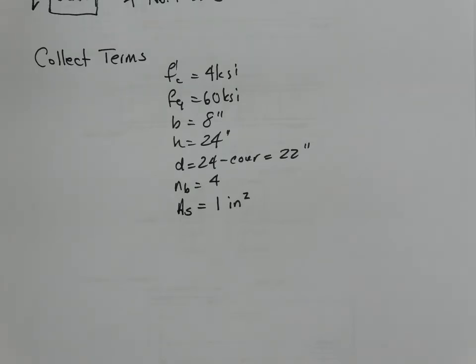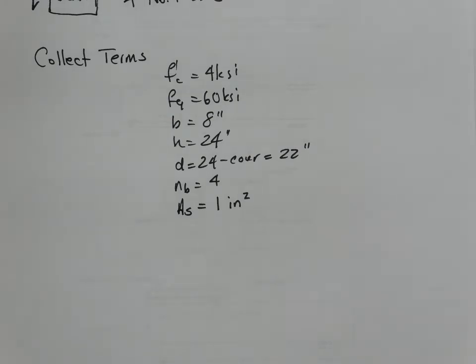So Mr. Professor likes number 9 bars because the area of a number 9 bar is 1.00 square inches. So it makes it one less thing that I will make an error on when I'm doing this for you. So let's, same thing, we want to compute M sub n and M sub u.